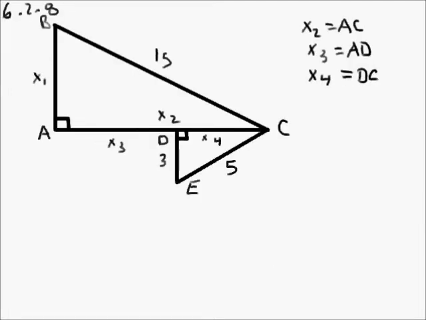Next problem. 6.2, number 8. Same setup as before. We've got two similar triangles. In this case, ABC is similar to DEC. And we've got some sides marked. We're looking for the unknown sides. Now, in the book, there's just a single question mark right about here. It's in this area.